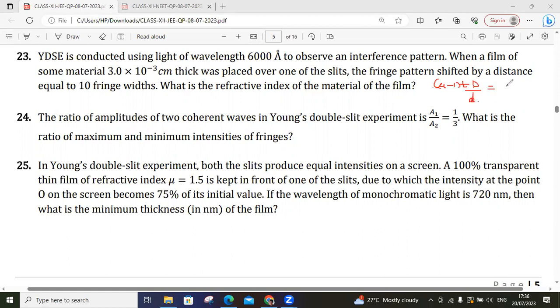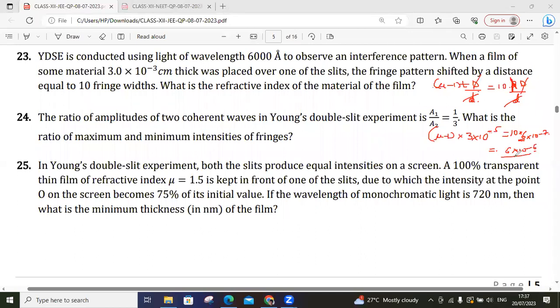And this shift they are telling is equal to 10 fringe widths, means 10 beta. Beta is lambda D by d. So D, this cancels. They are asking the refractive index of the film. So mu minus 1 into thickness, which is given as 3 into 10 power minus 3 centimeter, which will be 3 into 10 power minus 5 meter, is equal to 10 into lambda. Lambda is 6 into 10 power minus 7.